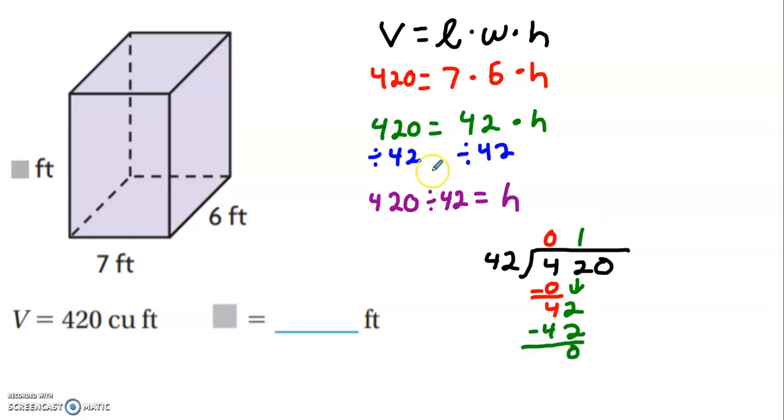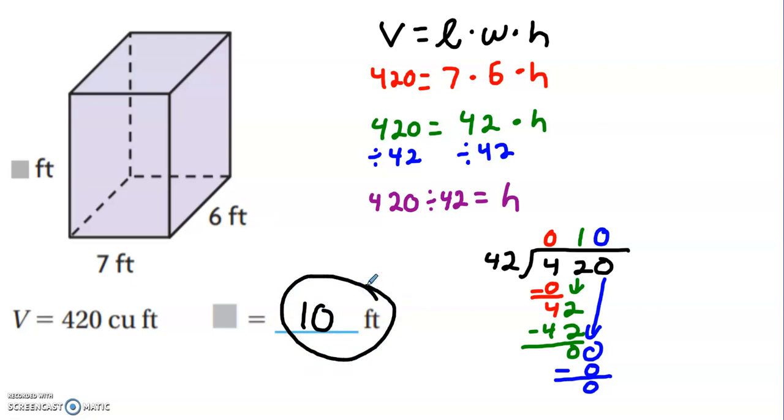I am not done, because even though this is a 0, I still have another digit that I need to bring down. How many times does 42 go into 0? The answer is 0. 0 times 0 is 0. And 0 minus 0 is 0. So I'm left with what? The 10. So the box means 10. So I'm going to write that here, and I'm going to circle that as my final answer.